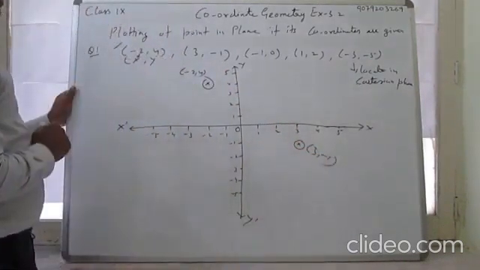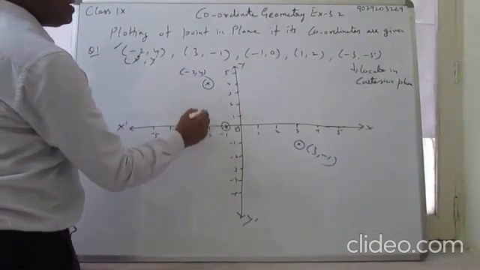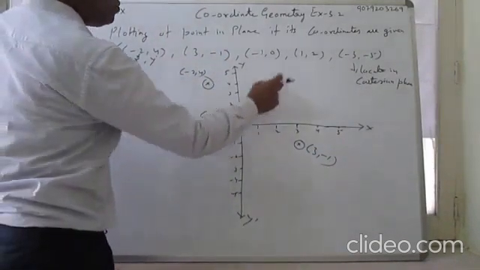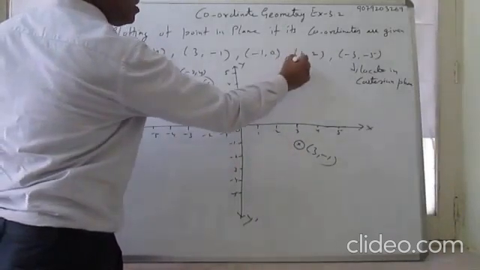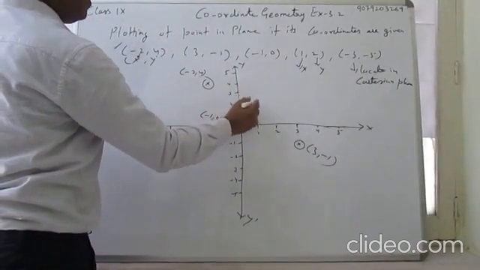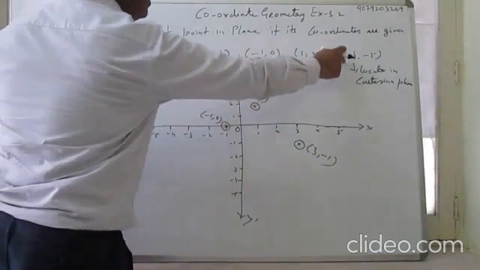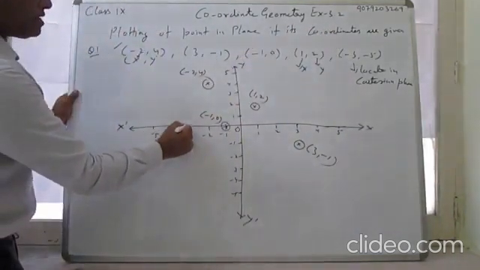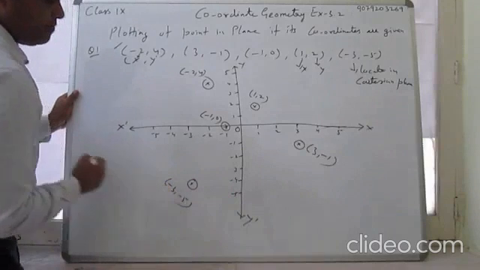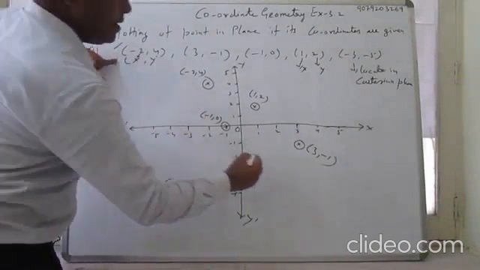Next, -1, 0. This is -1, 0 on the negative x-axis. Then 1, 2. 1 is for the x-axis and 2 is for the y-axis. This is the point 1, 2. Now minus 3 and minus 5: minus 3 on the x-axis and minus 5 here, so it is minus 3, minus 5.